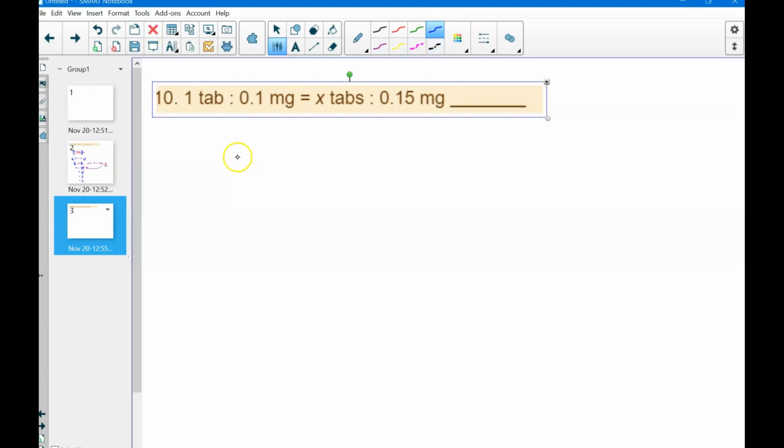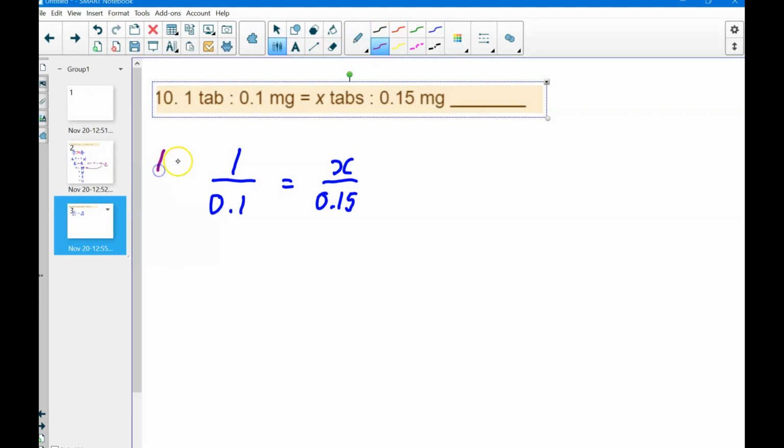This goes 1 over 0.1 equals x over 0.15. Oh no, that's just pain right there. But there's an easy way to make it look nicer. And the idea is, how about we get rid of the decimal? How can we get rid of the decimal? Well, we can get rid of the decimal by doing this.